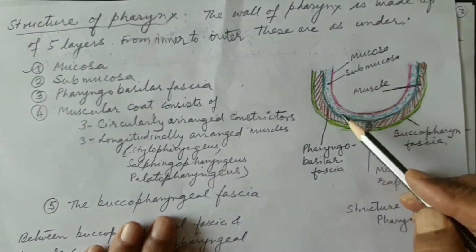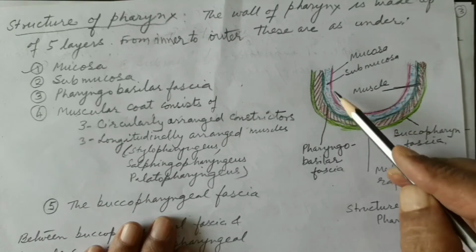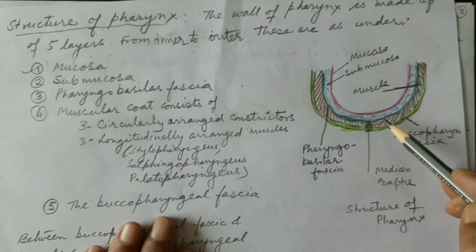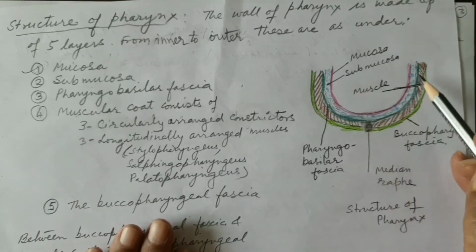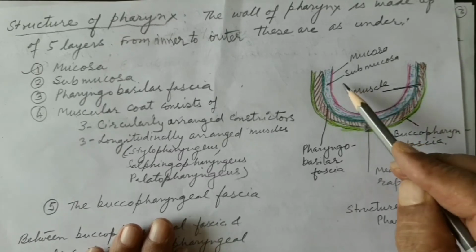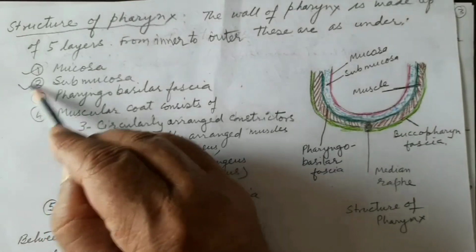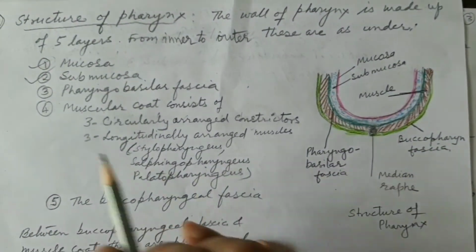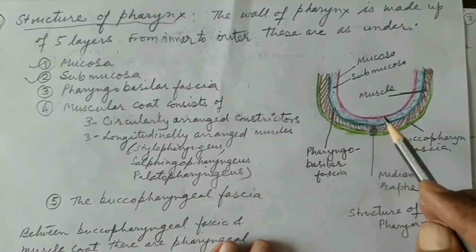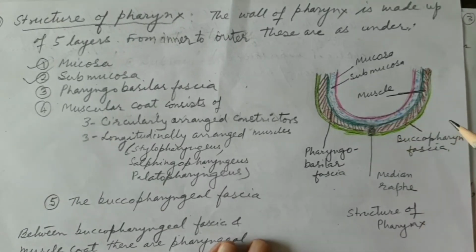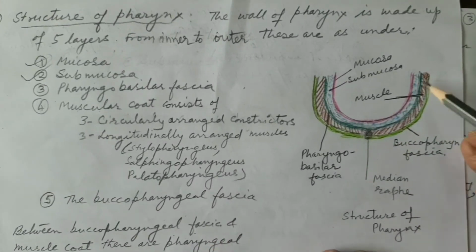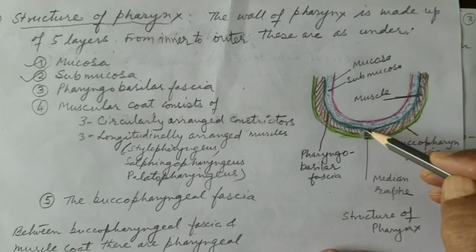After the mucosa comes a connective tissue layer on which the mucosa is resting, and this is the submucosa. It is a thin layer of connective tissue. So the second layer is the submucosa. The third layer is the pharyngobasilar fascia. See this green colored line which I have drawn here.